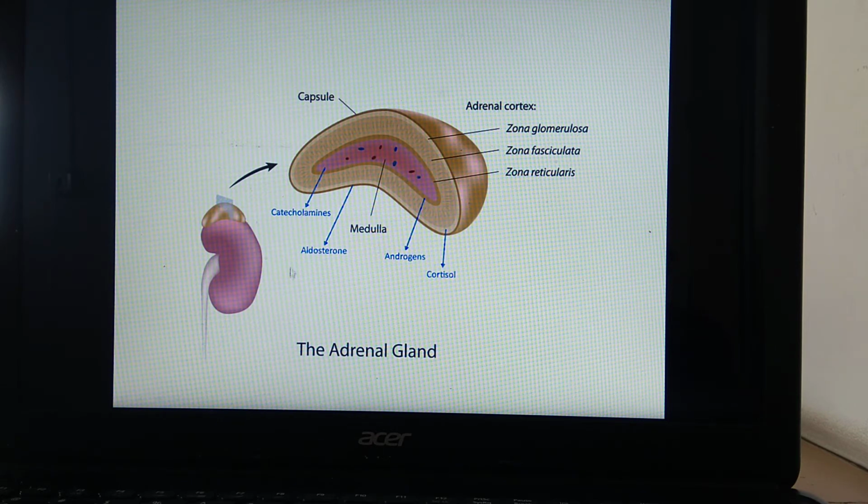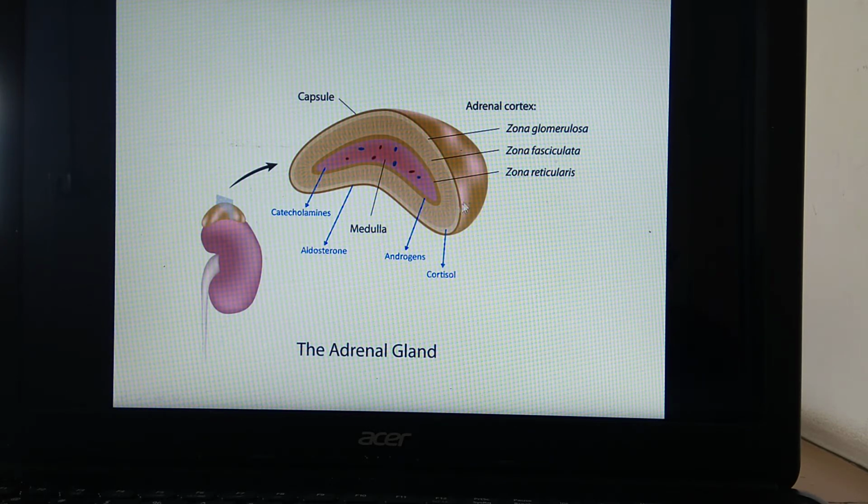Now once again, here this is the kidney. Above the kidney, this suprarenal gland, or adrenal gland, is present if we cut it vertically. What does it show? In vertical section, it shows the outermost covering called the capsule, and it has an outer layer called the adrenal cortex and an inner layer called the adrenal medulla.